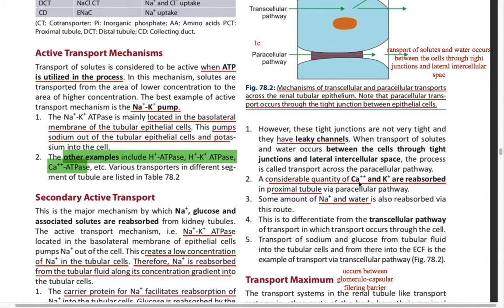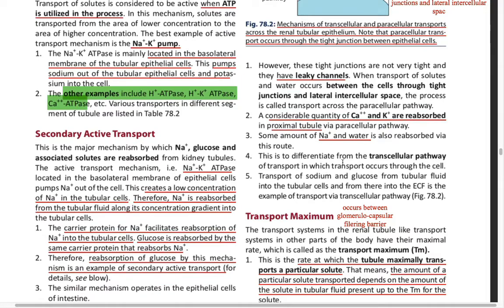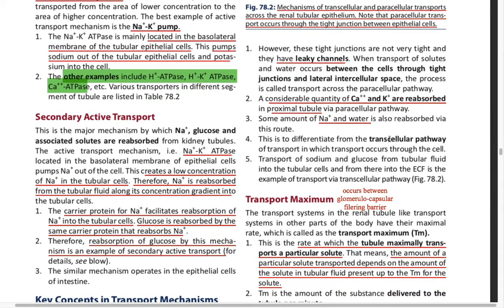Considerable quantity of calcium and potassium are reabsorbed in the proximal tubule. Also, some sodium and water are absorbed via the paracellular pathway. This is to differentiate from the transcellular pathway of transport, in which the transport occurs through the cell. The transport of sodium and glucose from the tubular fluid into the tubular cells, and from there into the ECF, is an example of transport via the transcellular pathway.